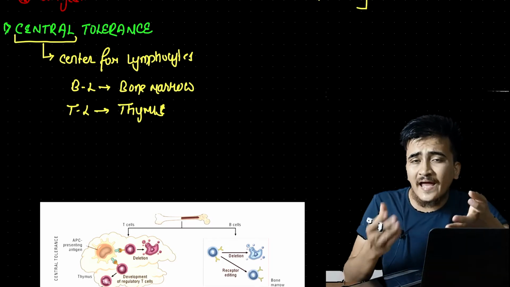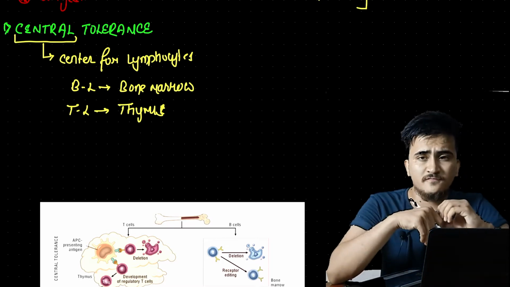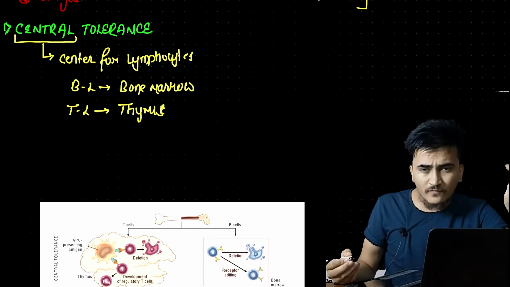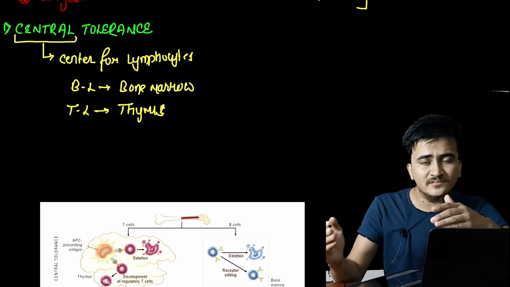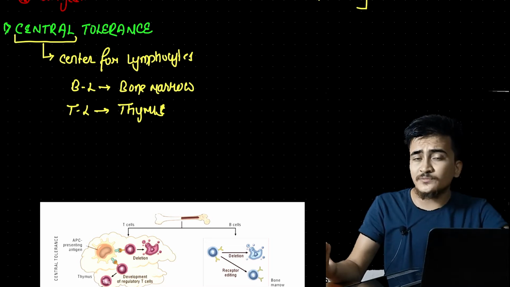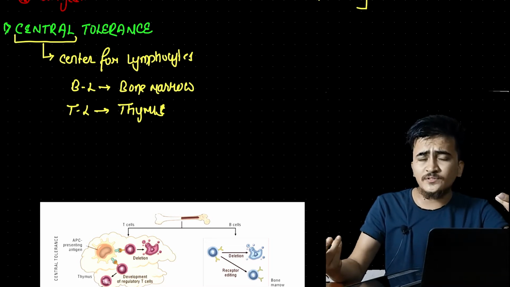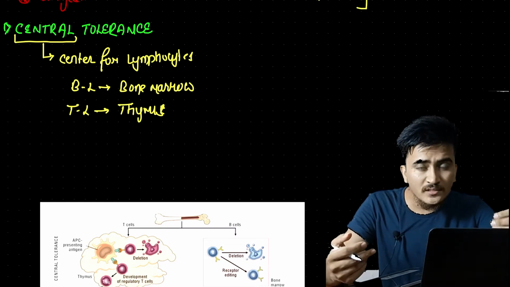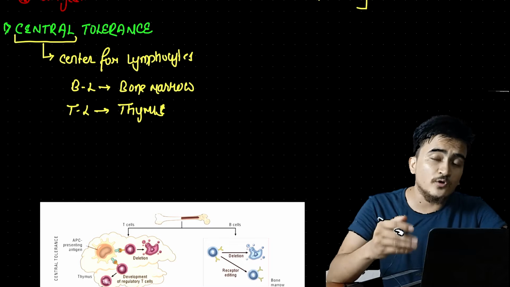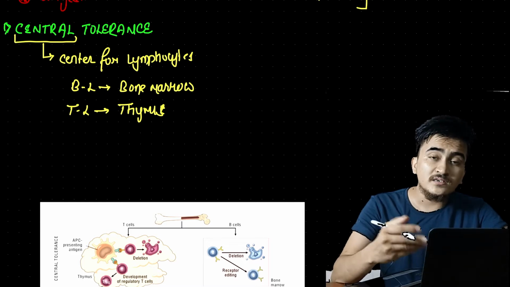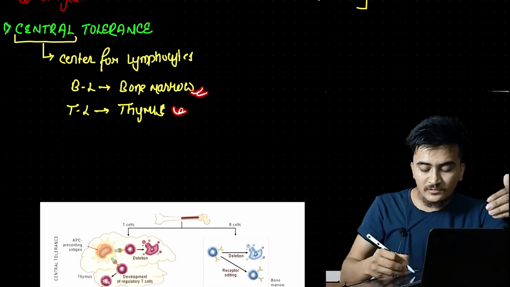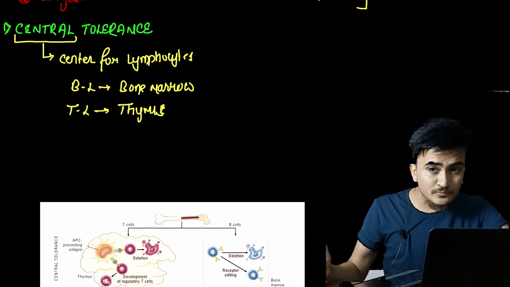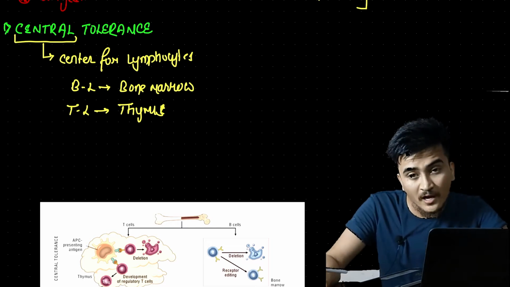What will happen if there is presence of self-reacting antigen in these places? Obviously, we would like to remove it from that region. Why? Because if it remains there for a longer time, it will cause tissue destruction, bone marrow or thymus destruction. So it must be removed. And there are several mechanisms by which it can be removed.